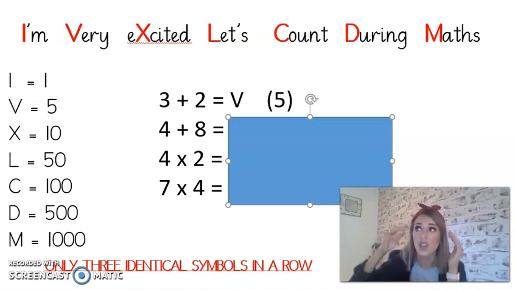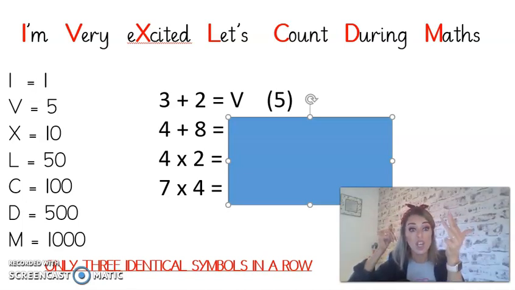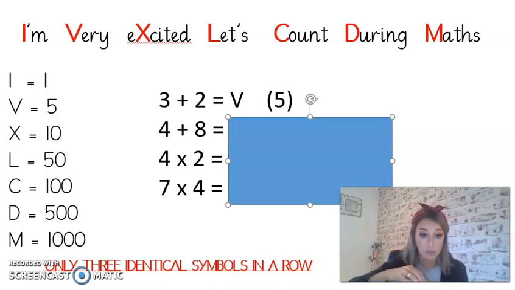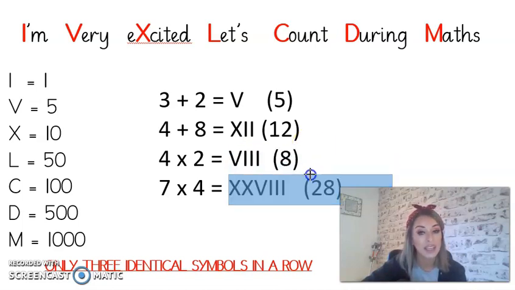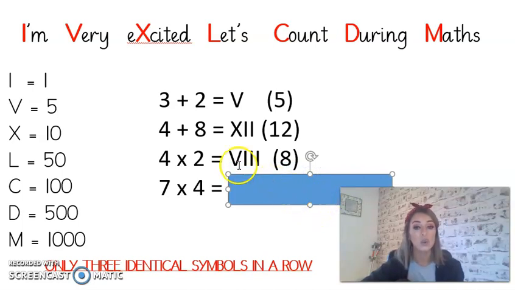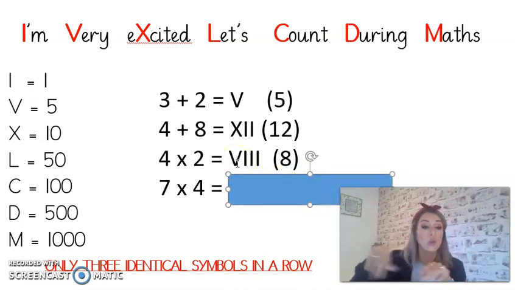4 add 8. So figure out the answer. 8, 9, 10, 11, 12. So I need to write the number 12 in Roman numerals. Again, you can use your knowledge organiser to help you. XII, which is 12. Okay, 4 times 2 is 8. And so your Roman numeral should have been VIII, which is 5 add 3, or 3 after 5, which is 8.